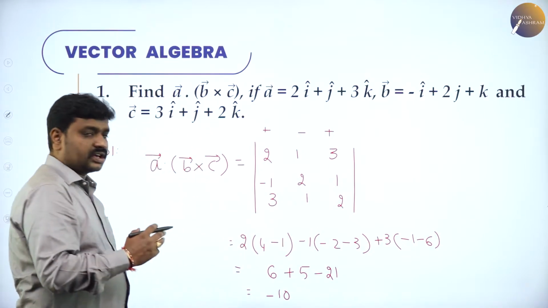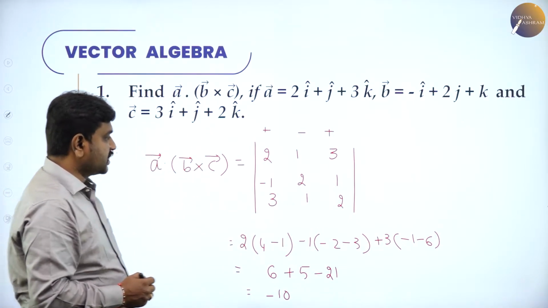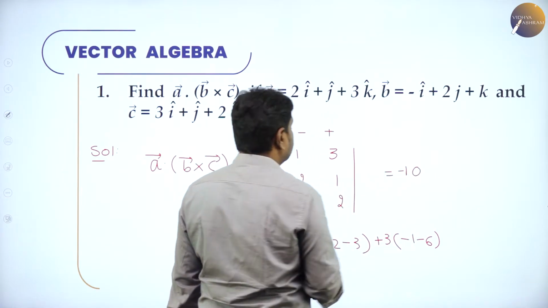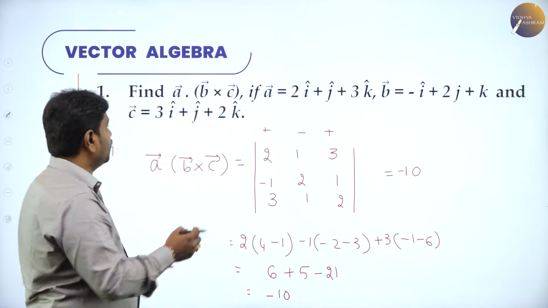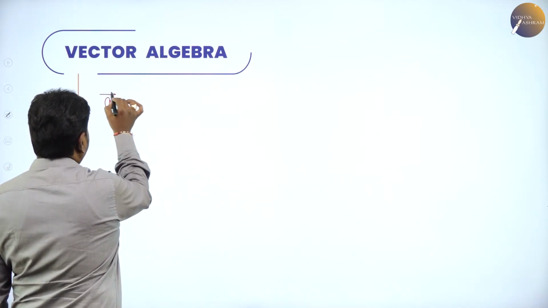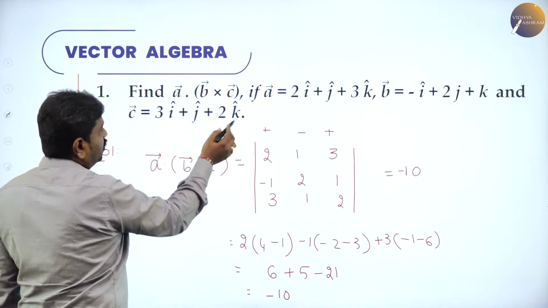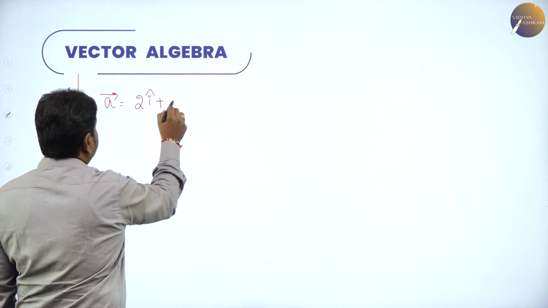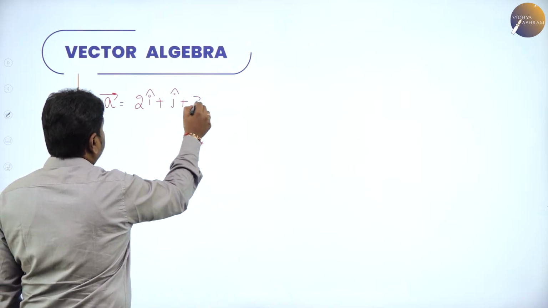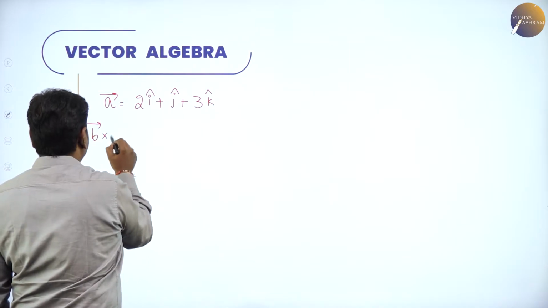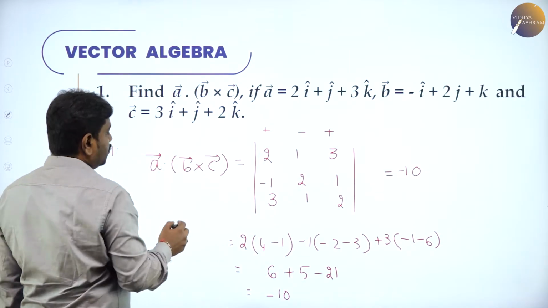This is a scalar triple product. So finally we got the answer as minus 10. Now we can also do the same problem in another way. That is, first find the B cross C value. Vector A they have given: 2i cap plus j cap plus 3k cap. And B cross C, vector B cross vector C, we need to find.